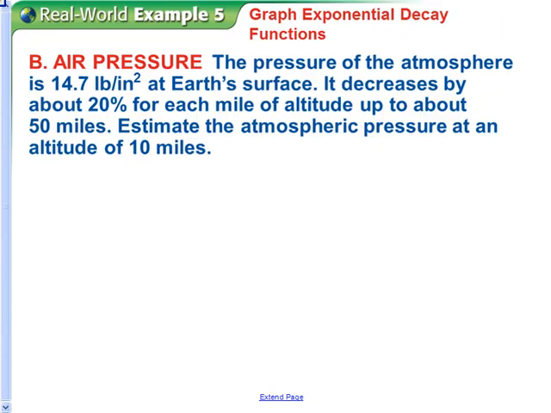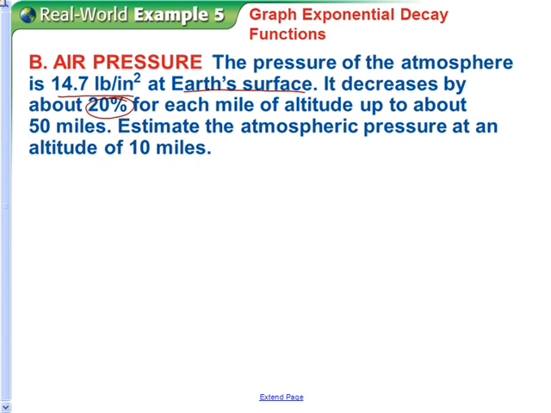Okay, let's take a look at an air pressure problem. So here we have a starting air pressure of this on Earth's surface. But as you go up in altitude, it decreases 20% for every 50 miles. Estimate the pressure of altitude for up to 50 miles, not 20% for every 50 miles. But estimate it for 10 miles.